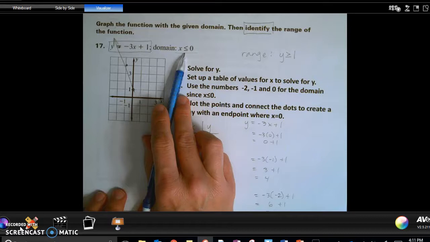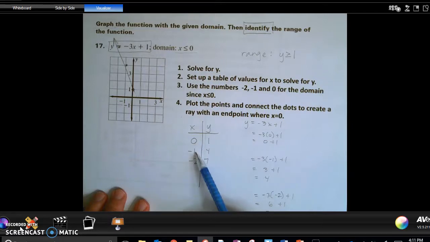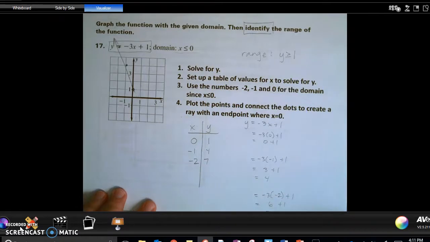In the same way we defined our domain as x is less than or equal to 0, and we translated that into these values in our table, that helped us identify the very smallest that our range could be as it extends higher and higher. So our range would be y is greater than or equal to 1.